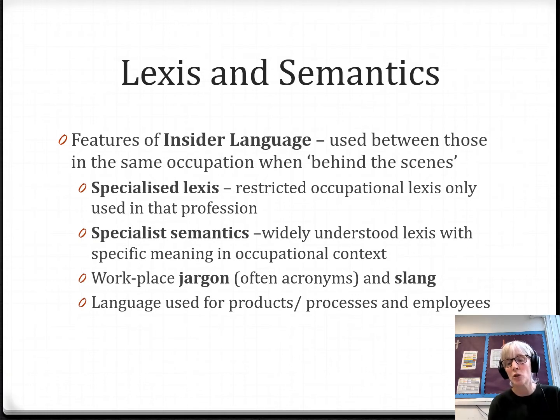Jargon, when people use the word jargon, often they're talking about acronyms and abbreviations and things like that. And then very informal slang. Lots and lots of professions and jobs also have very informal slang that they use. And the other thing you will find is there's specialised lexis used for products, processes and employees within an occupation.